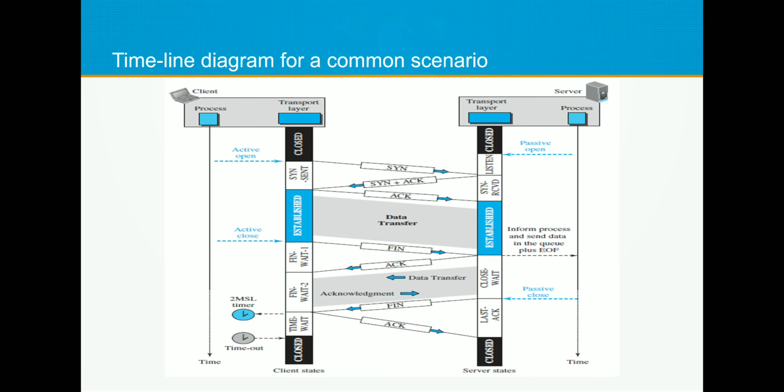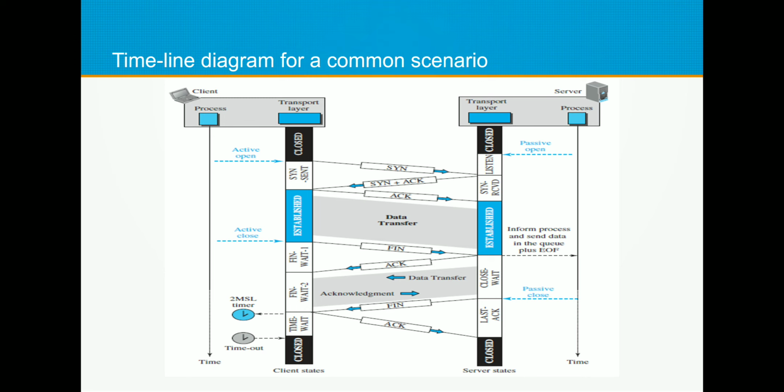Then after some time, when the client is finished with the data transfer, it sends a FIN message. The client process will issue an active close, because of which the client TCP moves from established to the FIN wait1 state, and here this FIN request has been sent to the server. When the FIN request is received by the server, and it sends an acknowledgement, it moves from established to a close wait stage.